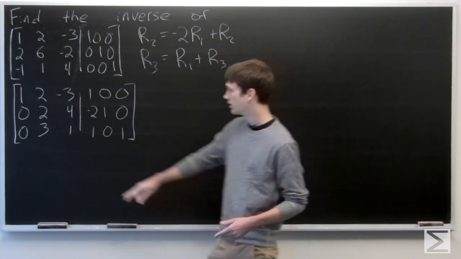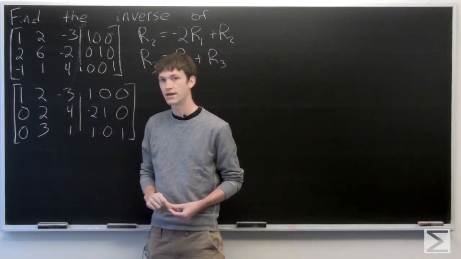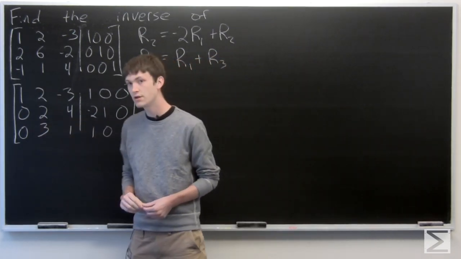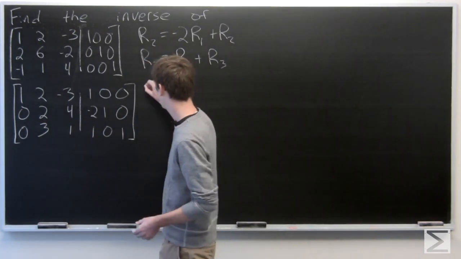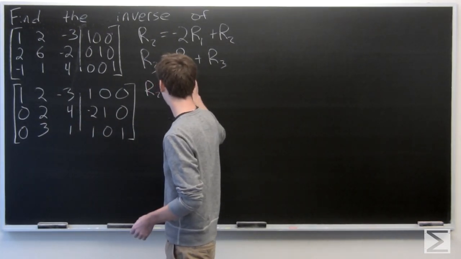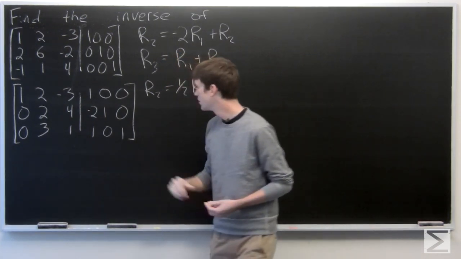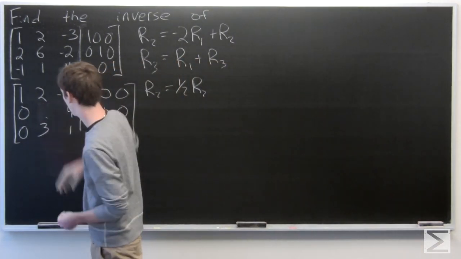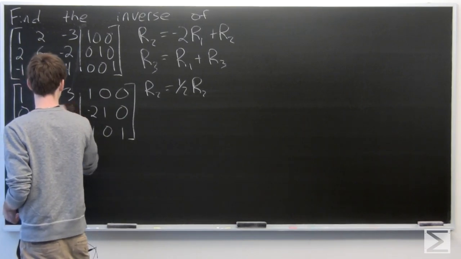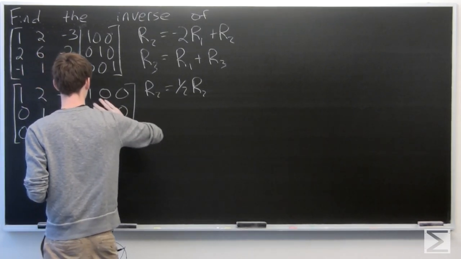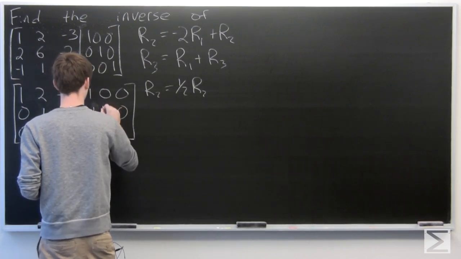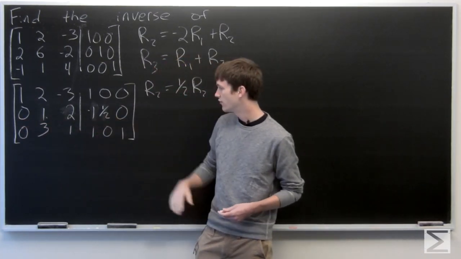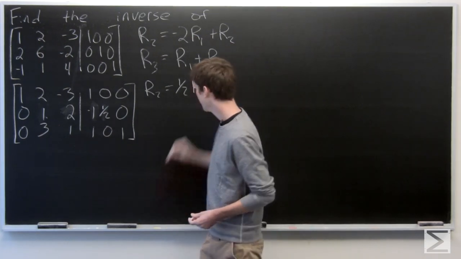Okay, so now we can go ahead and scale it, multiply the second row by a factor of 1/2 to get a 1 in the second position along the diagonal. So we'll just let row 2 equal 1/2 row 2. We can go ahead and just do this right in here. So our second row changes to 0, 1, 2, negative 1, 1/2, 0.